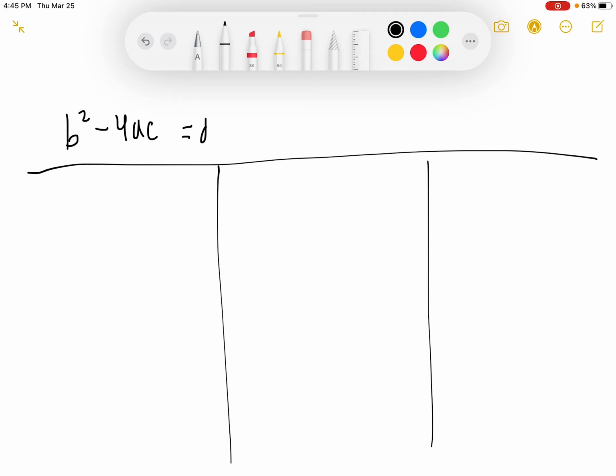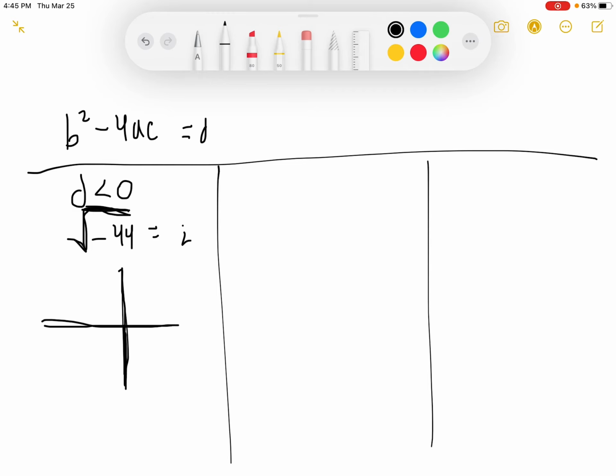So if D is less than 0, what happens? Let's think of a number that's less than 0. Let's just say negative 44, just a random number. If that was negative 44, you would have to take the square root of it when you do the quadratic formula. And if there's a square root of a negative number, remember, that's imaginary. What does that mean? That means there are no real solutions. So, this means no solutions.